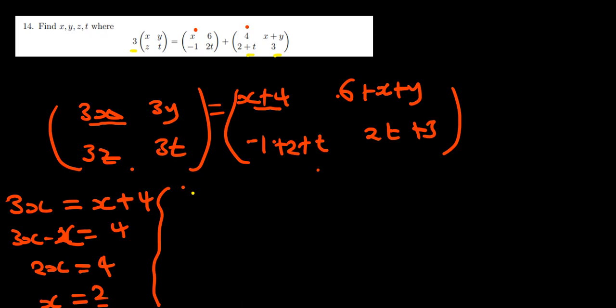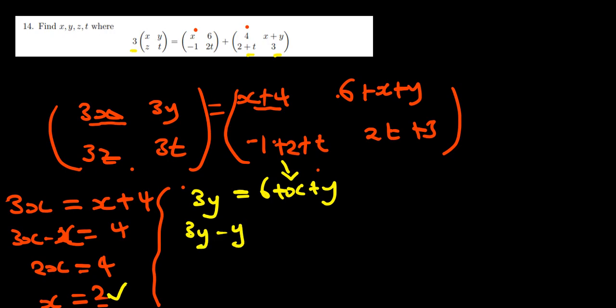Then let's find the value of another number. We say 3y equals 6 plus x plus y, but now we know the value of x is just 2. So this will be 3y minus y equals 6 plus 2. Alright, so this will be 2y equals 8, and then this will give us y equals 4. We divide both sides by 2.